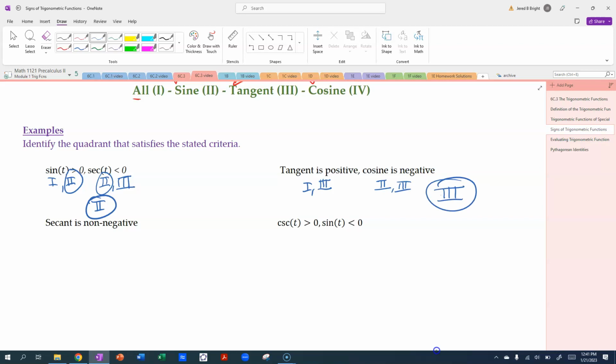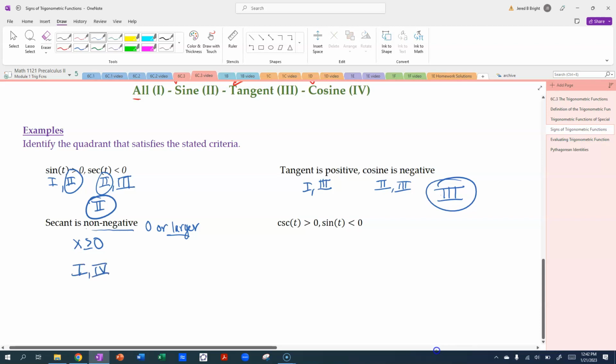I'm leaving the secant non-negative for last. Actually, no, we'll do that one next. Secant is non-negative. What does non-negative mean? That means 0 or larger. So if secant is positive, that's where x is positive. So this is x is greater than or equal to 0. And the 0 piece gets a little interesting. Technically, we would have quadrants 1 and 4.